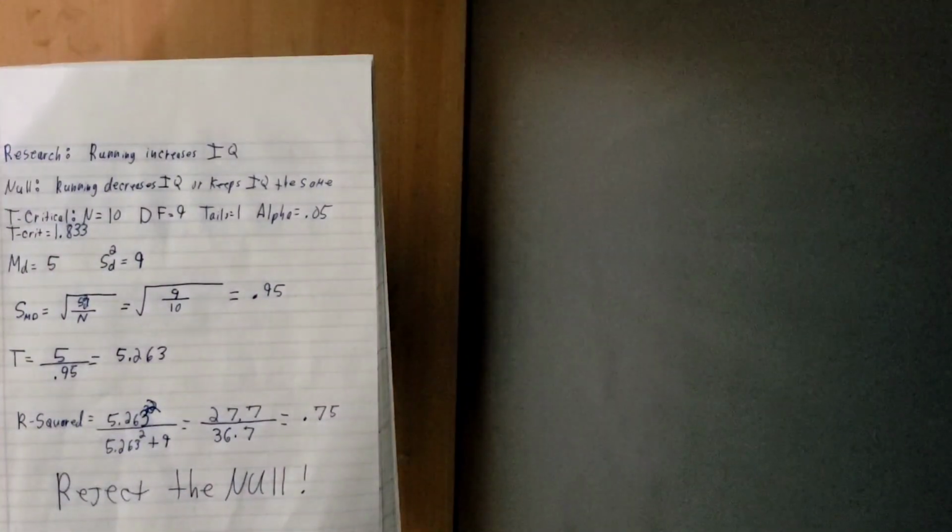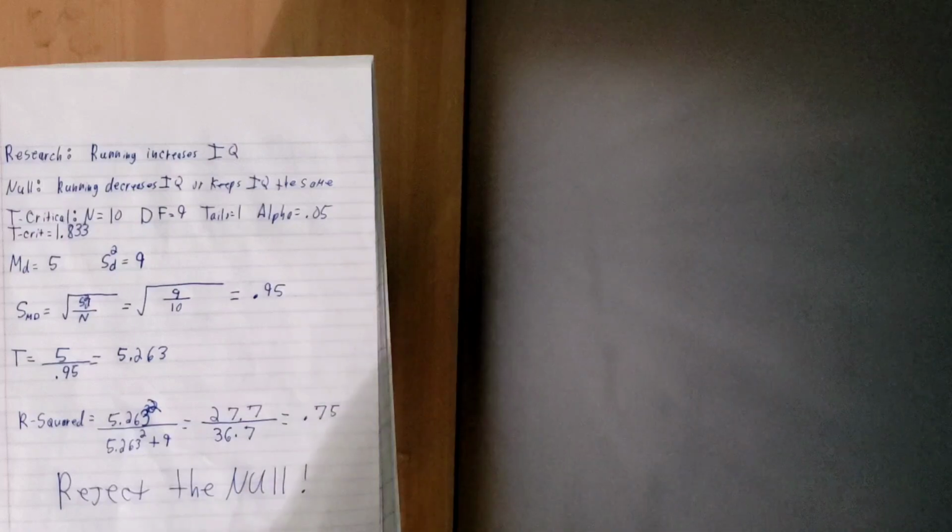Okay. The next question asks, what is the T critical? Well, we know n equals 10. Now, there are 2 groups, but those groups are using the same participants. So we are going to keep the n at 10. So if n equals 10, degrees of freedom equals 9, tails is 1, and the alpha, which is given, is 0.05. Again, find the T critical using degrees of freedom 9, 1 tail, and an alpha of 0.05. You will get 1.833.